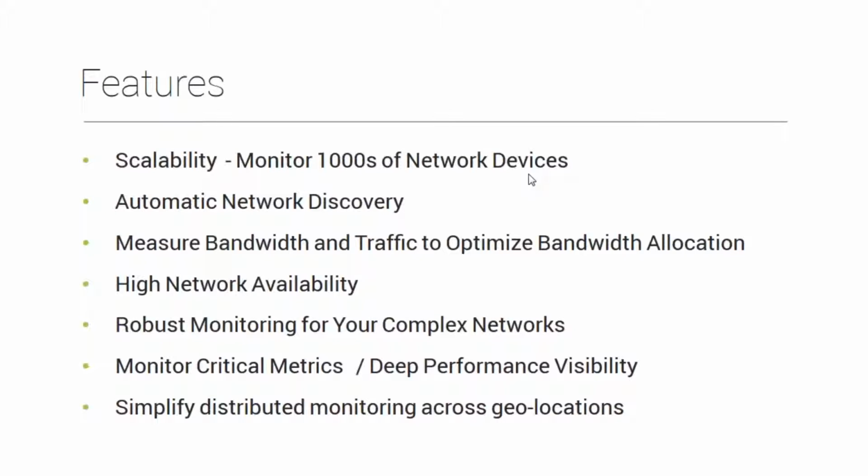And as you know, you can monitor thousands of network devices based on the hardware configuration that you have. It's automatic discovery, so you do not have to manually discover each and every device. It's very easy to discover all the network devices at one point of time. You can measure the bandwidth and traffic, as I said. So it's a robust monitoring. No matter how complex your network setup is, you can monitor it with the help of automatic discovery. You can monitor the critical metrics and simplify distributed monitoring across the globe.